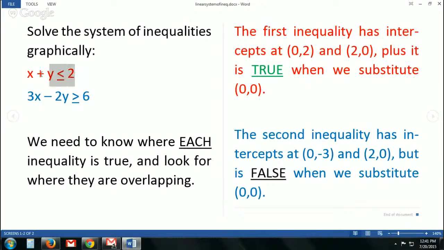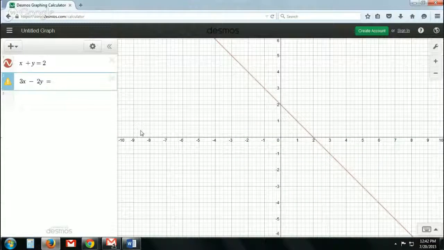Look at this first inequality. If we pretended that it said equals, then we could find our two intercepts by putting 0 in for x. That would give me y equals 2. 0 in for y gives me x equals 2. So I have as intercepts for that one 0, 2 and 2, 0. Now, if we substitute 0, 0 to see if it's true or false, since the line misses 0, 0, 0 plus 0 less than or equal to 2 is true. So this is a true statement for this inequality.